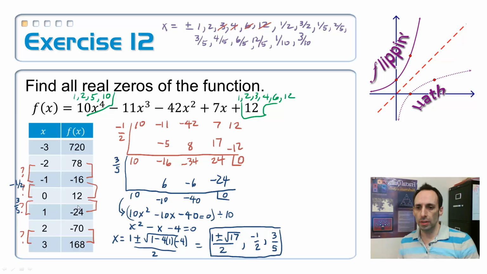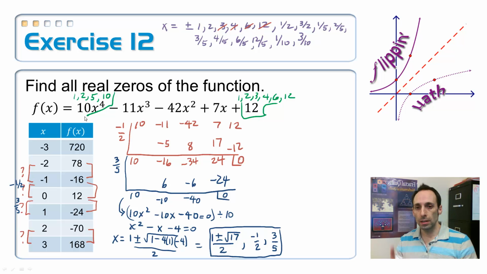Sure, when I'm looking at the table here, I can see from 78 to negative 16, there's got to be something in between negative 1 and negative 2, so something in that list in between there. And then from negative 16 to 12, there's got to be something in between negative 1 and 0 from that list. Positive 12 to negative 24, same thing in between 0 and 1. And then the last one, negative 70 to 168, there's got to be something in between 2 and 3. So knowing that, I went back through the list and went, oh, it can't be 3 because that's outside 4, 6, and 12. That got rid of 8 possibilities out of those. Well, that was kind of helpful.